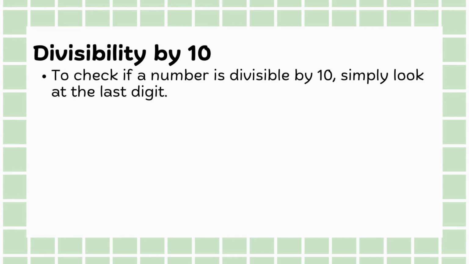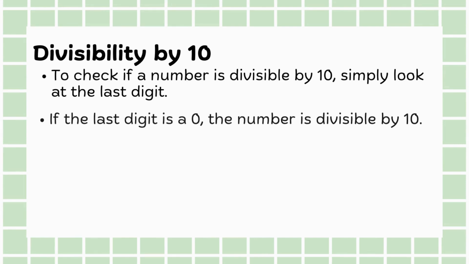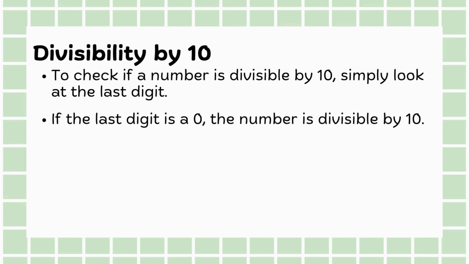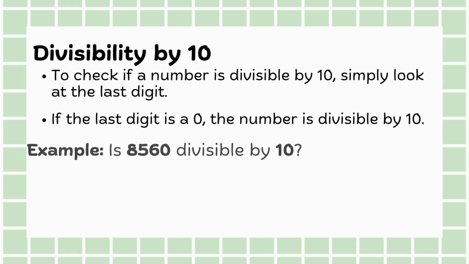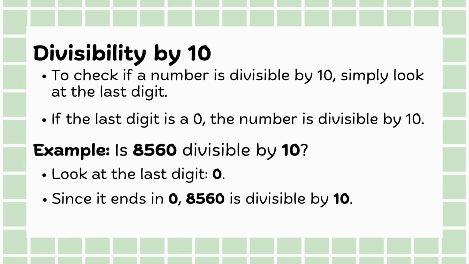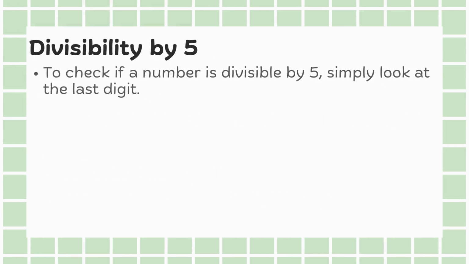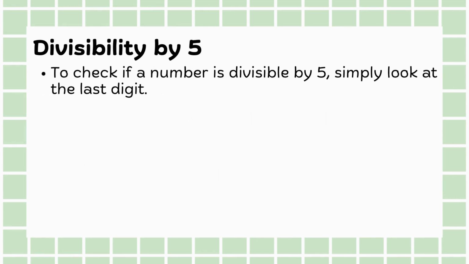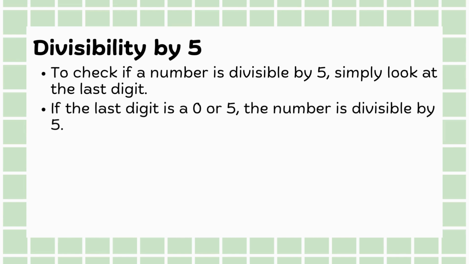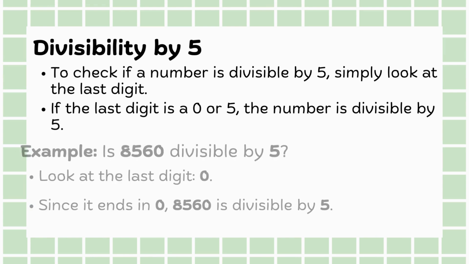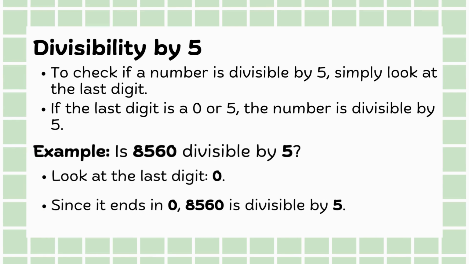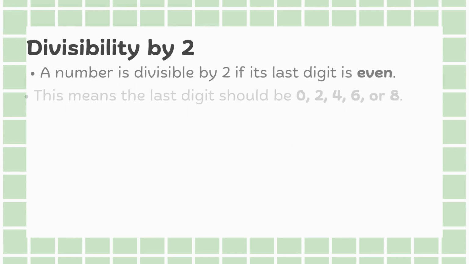To check if a number is divisible by 10, simply look at the last digit. If the last digit is a 0, the number is divisible by 10. For instance, 8560 ends with 0, so it is divisible by 10. For divisibility by 5, look at the last digit. If the last digit is a 0 or 5, the number is divisible by 5. Again, looking at 8560, it ends in 0, so it is divisible by 5.